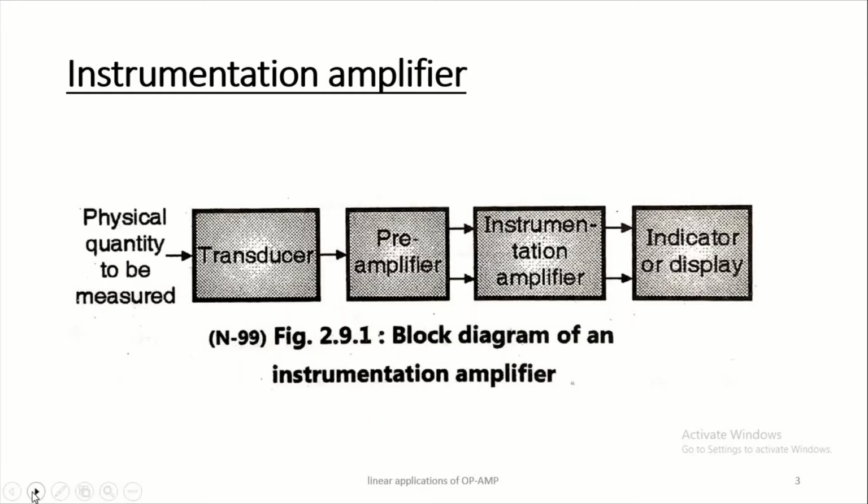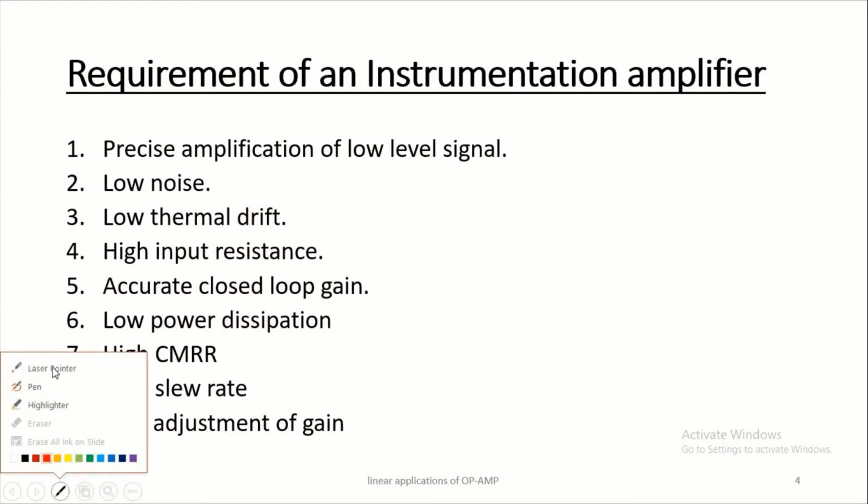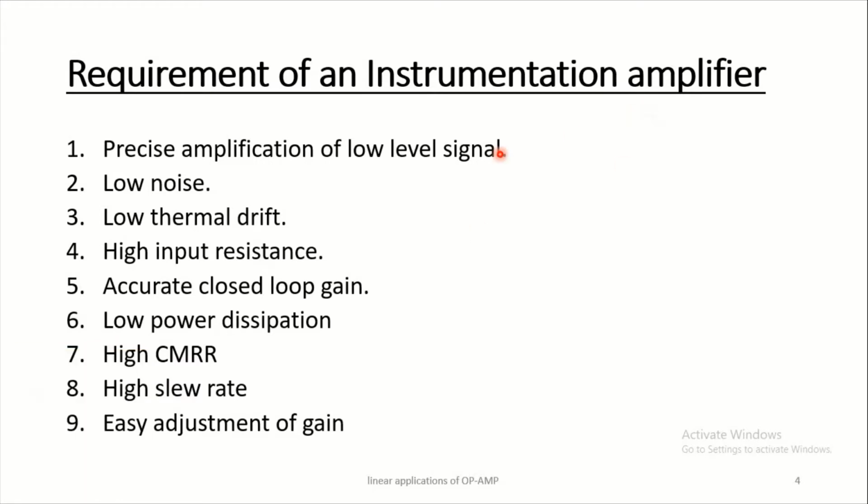Next, the requirements of an instrumentation amplifier. The first one is precise amplification of a low level signal. Instrumentation amplifiers are expected to amplify signals of very small amplitude emerging from the transducer. Therefore, their gain should be high, ideally infinite. The gain of an instrumentation amplifier can be as high as 1000. For precise amplification, the gain should be accurate and stable.